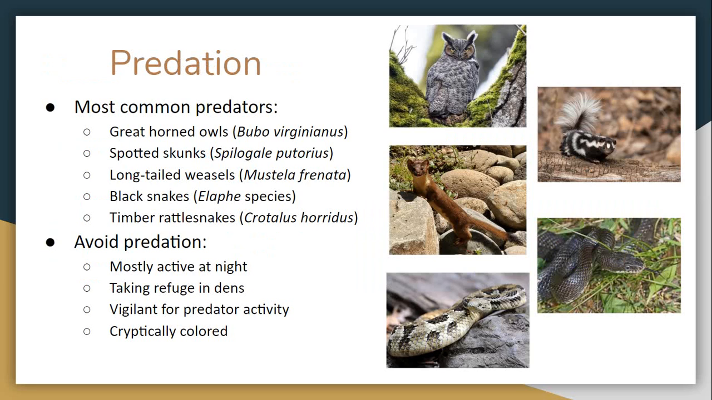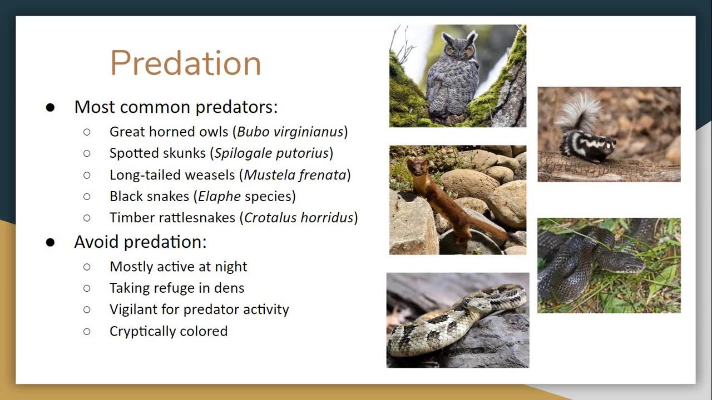The predation of the eastern wood rats. Most of the common predators include great horned owls, spotted skunks, long-tailed weasels, black snakes, and timber rattlesnakes.